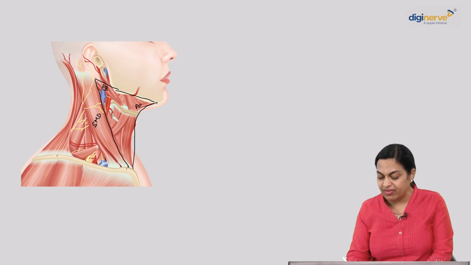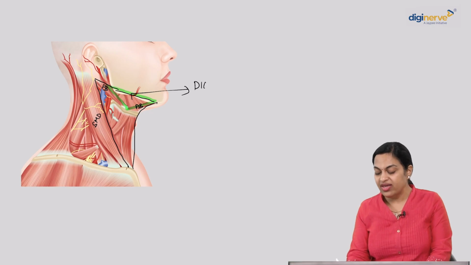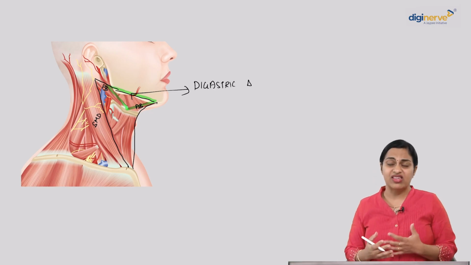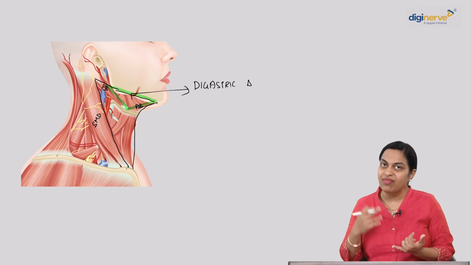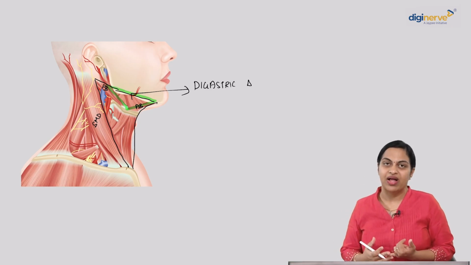This is the anterior belly of the digastric, the anterior belly, the posterior belly, and the lower border of the mandible. This triangle, we are going to call it the digastric triangle. The digastric triangle will have the submandibular gland and all the structures related to the submandibular gland.